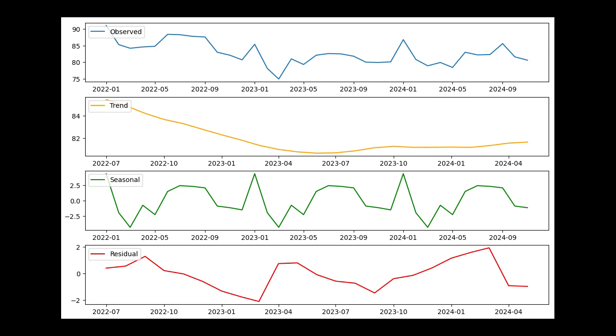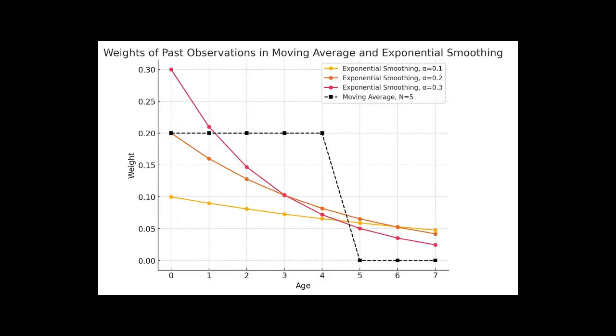ETS models will use exponential smoothing when they generate forecasts. So essentially, they weight more recent periods as having more of an impact or being more correlated with the future than past ones. That's a fundamental principle to understand with regards to that.